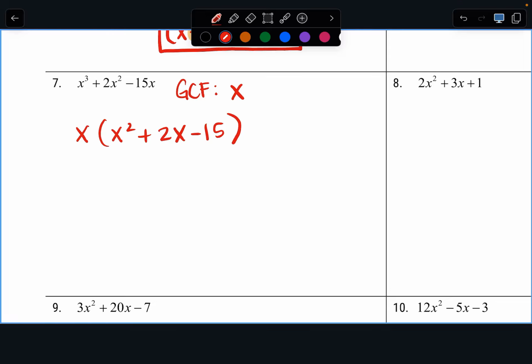What multiplies to negative 15 and adds to 2? Good. Can you put the X at the very front?